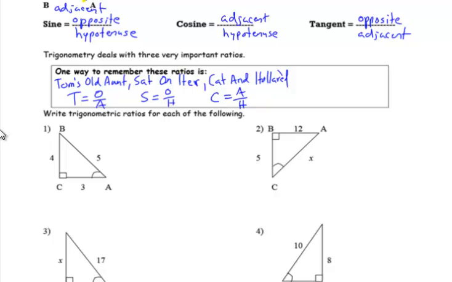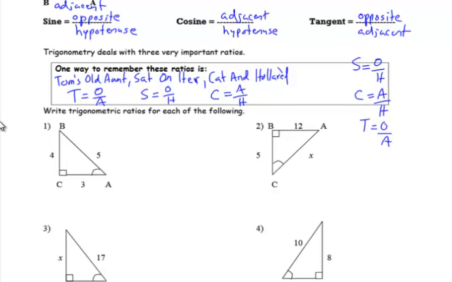Another way you'll see people do it is they'll write it out like this. Sine is opposite over hypotenuse. Cosine is adjacent over hypotenuse. And tangent is opposite over adjacent. And sometimes you'll see it as SOHCAHTOA. So, Tom's old aunt sat on her cat and hollered, or SOHCAHTOA. Whatever works for you, all right? And remembering those.